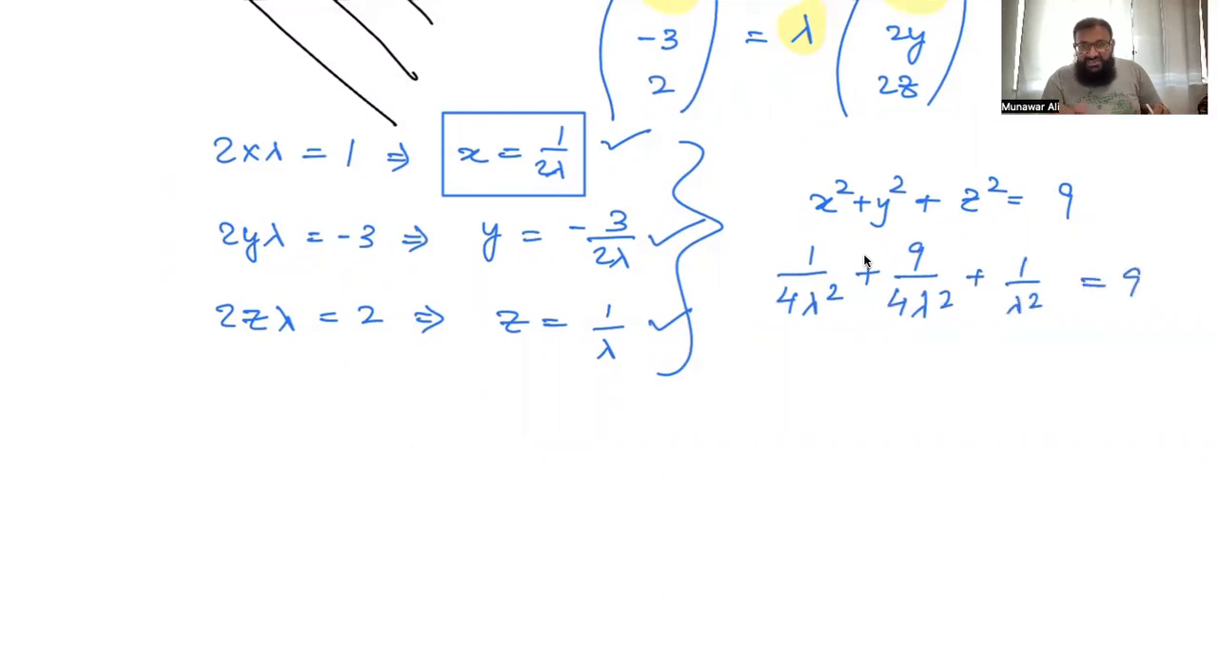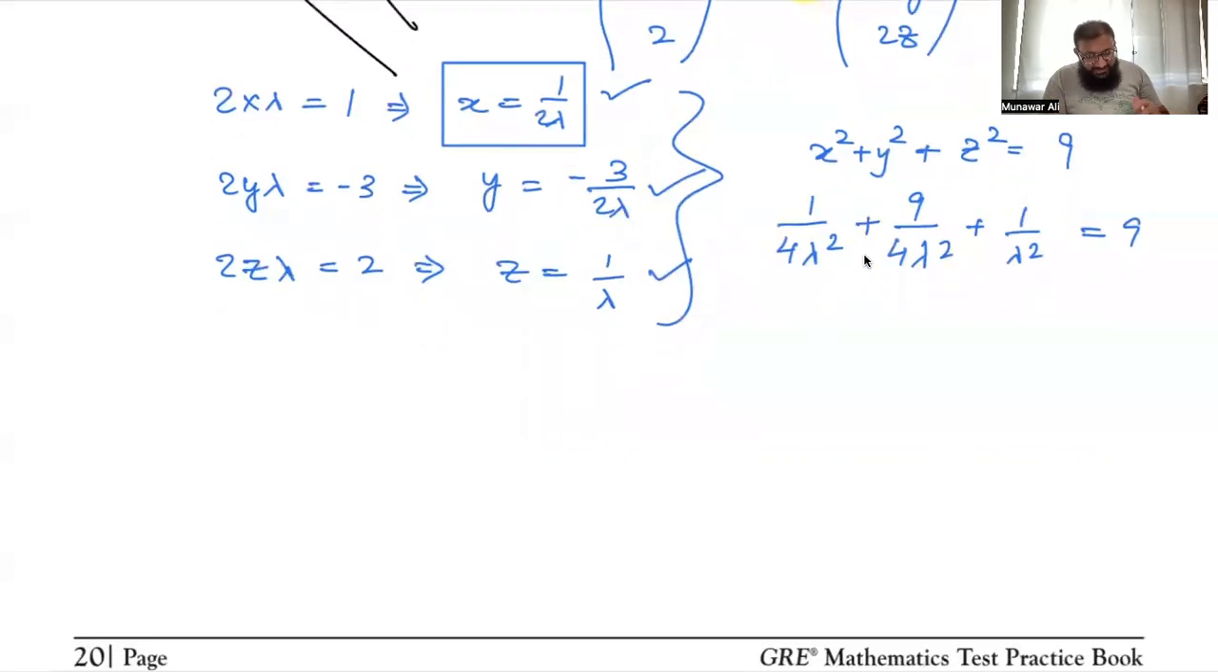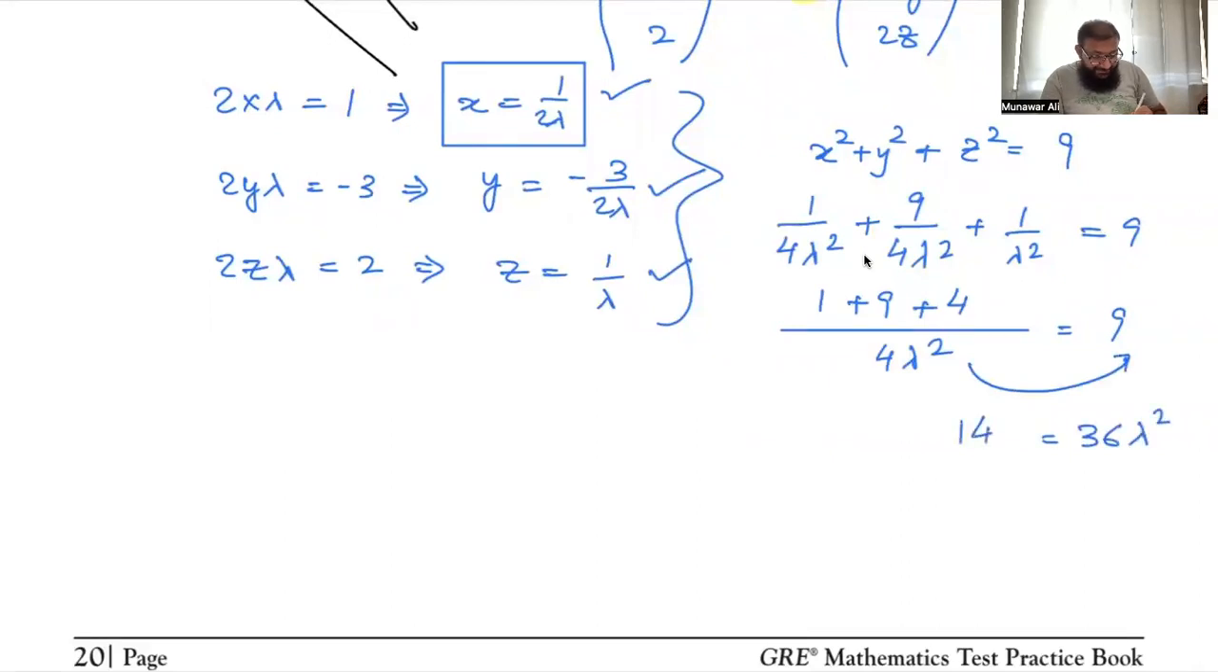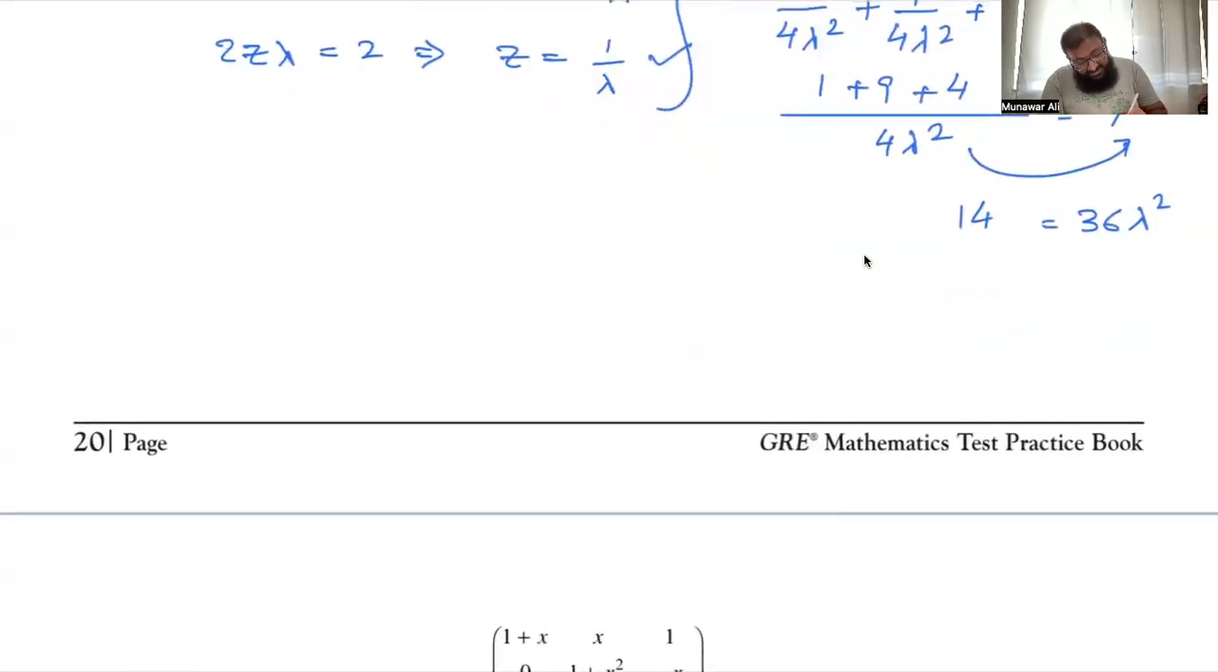So you can see that when I substitute the value of x, y, and z, now I have an equation only in terms of lambda. I'll solve this and see what the value of lambda is going to be. So my LCM is going to be 4 lambda square. This becomes 1 plus 9 plus 4. And when I cross multiply here, this becomes 36 lambda square, and the right hand side becomes 14. And now my lambda square is 14 divided by 36.